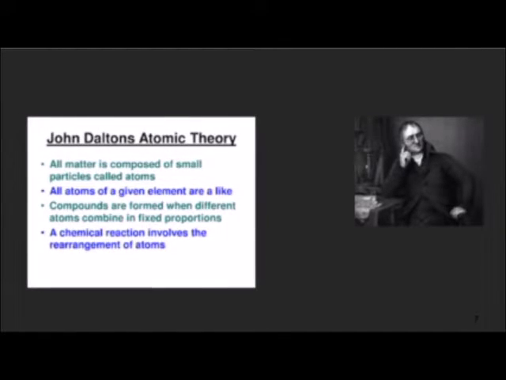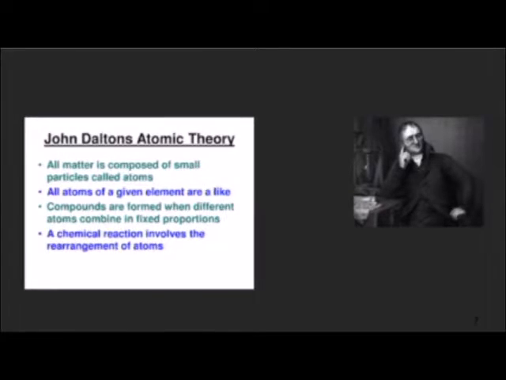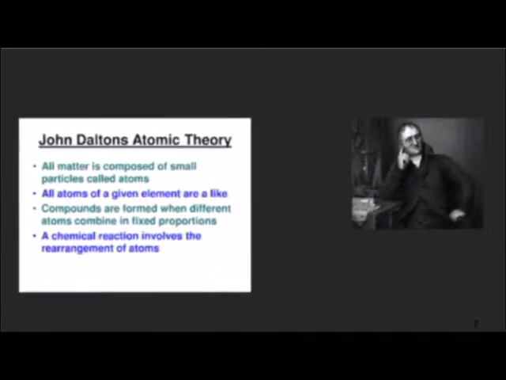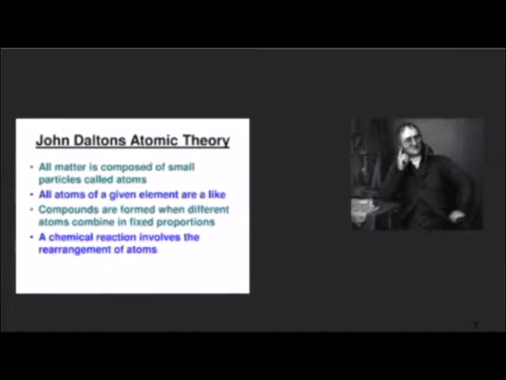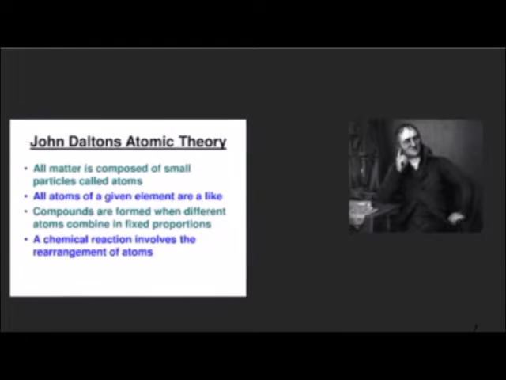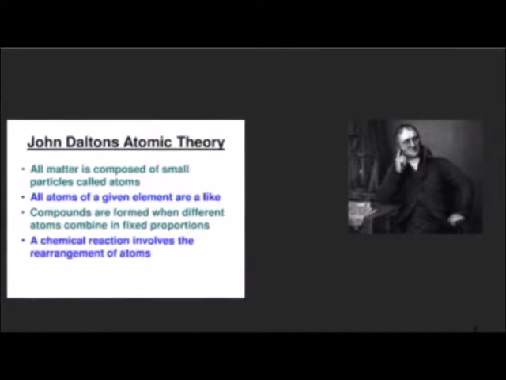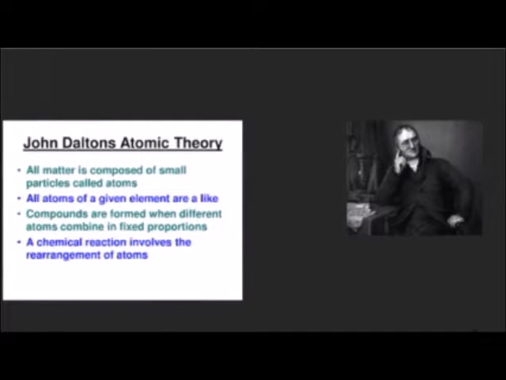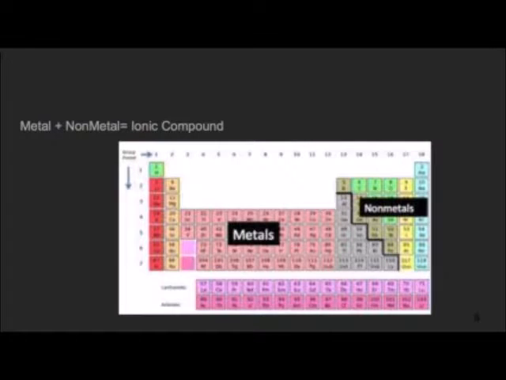All matter consists of atoms, tiny indivisible units of an element that cannot be created or destroyed. Atoms of a given element are alike. Compounds are formed when different atoms combine in fixed proportions. A chemical reaction involves the rearrangement of atoms. Dalton's atomic theory explained the mass laws by proposing that all matter consists of indivisible, unchangeable atoms of fixed unique mass. The next section will be about ionic compounds.